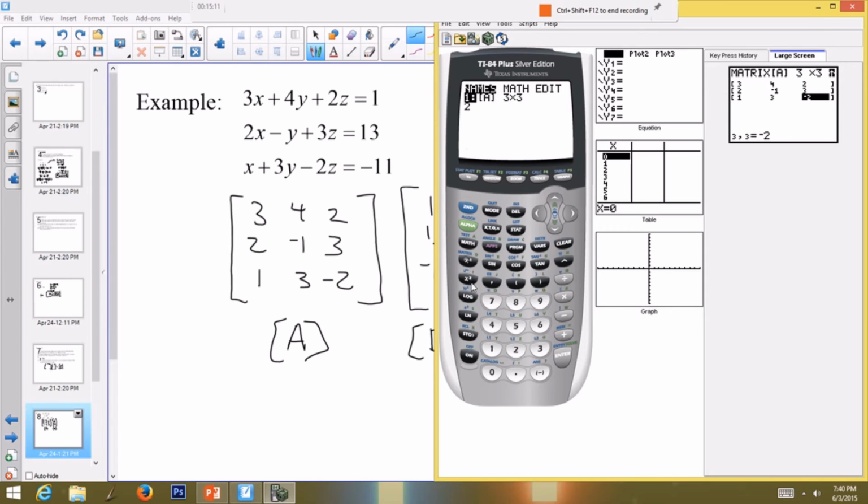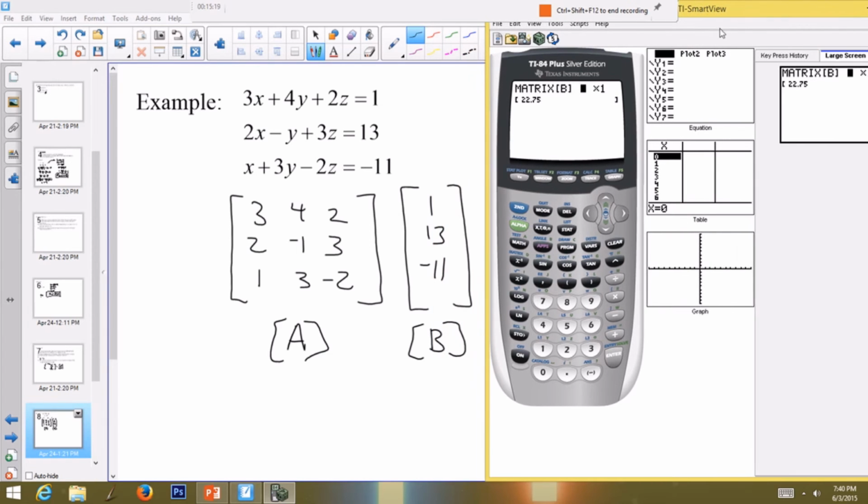So I'm going to go second. I'm going to hit matrix again. I'm going to go over to edit one more time. We're going to hit 2. This time we need a matrix for this column matrix here. It has 3 rows, but only has 1 column. And we're going to enter that data.